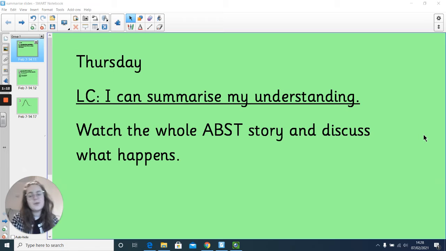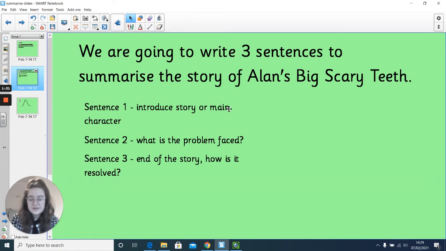Okay, once you have done that, we are going to move on to summarising our understanding. Summarising our understanding is basically telling someone quite quickly what happens in a story. You're not going to retell them the whole story because that would take ages. You're just going to really quickly say, oh, this is a story where this happens and this happens and then this happens. So what we are going to do is we are going to try and pick 3 sentences.